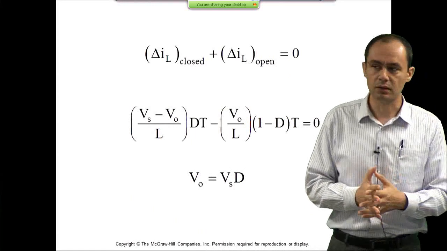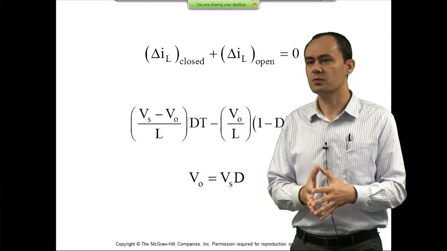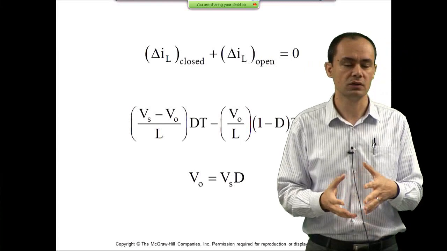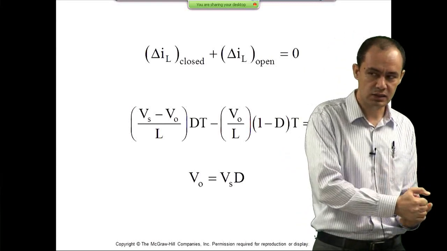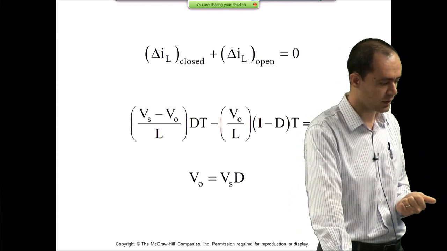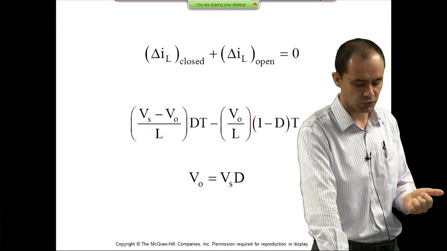And because the duty cycle, as it is defined, is always between 0 and 1, the indication here is that your output voltage is always between 0 and the input voltage. It can never get larger than that. So in this topology, you're always stepping down your voltage.